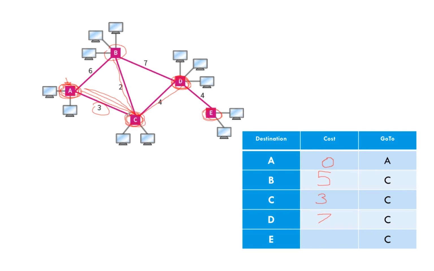So I go from A to C at a cost of 3, I go from C to D at a cost of 4, and I go from D to E for another cost of 4. So in total, that is 11. Now notice, I could have gone from A to C to B to D to E, but that would have cost me more in total and taken me longer to get there.